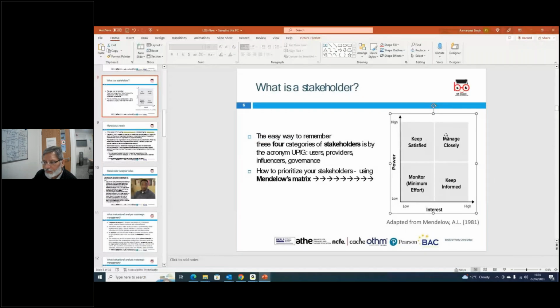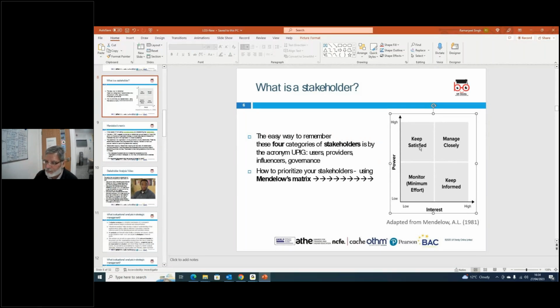If you are saying keep satisfied, the people who have a very high power, maybe because they have got a lot of shares, a lot of investment in the company, but they're not bothered, as long as they get some dividend they are satisfied. They don't interfere, they don't really care what goes on in the general meeting. As long as they get their return, they are fine.